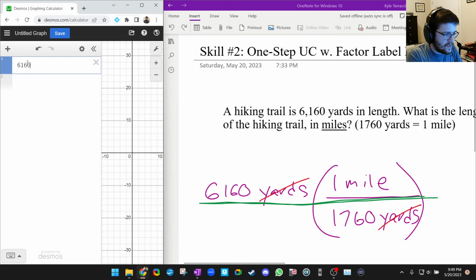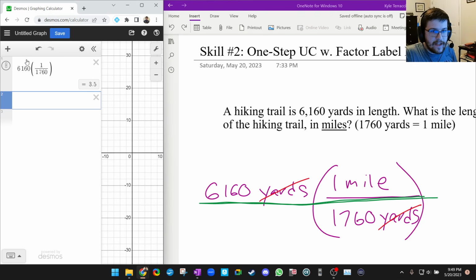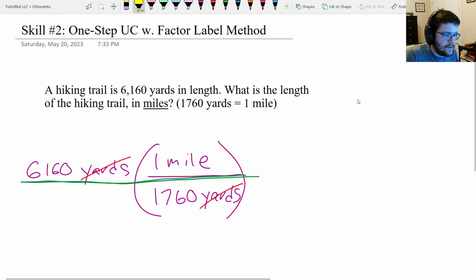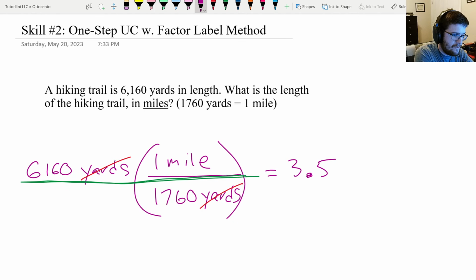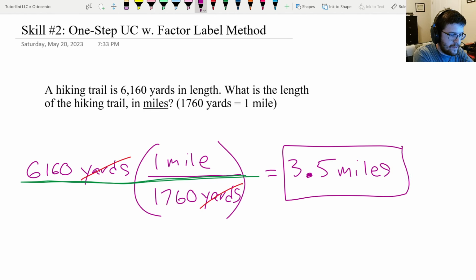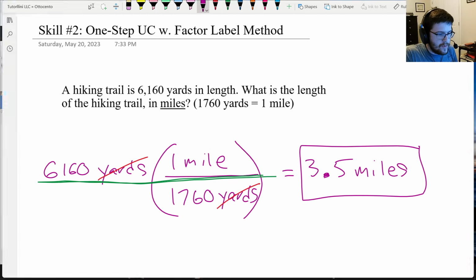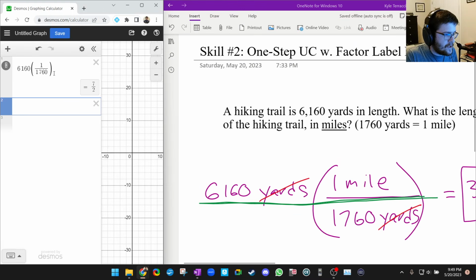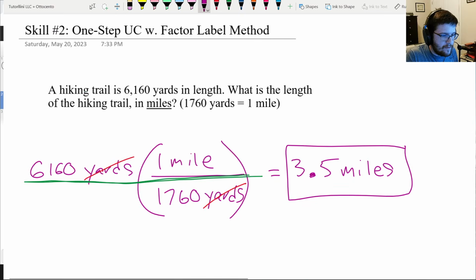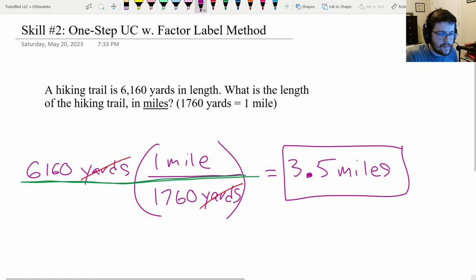So I'm going to do 6160 parenthesis 1 over 1760. And I get 3.5. So the answer for this guy would be 3.5 miles. And of course, you could change that to a fraction and put 7/2, but 3.5 works pretty good for our purposes here. All right, that's how you do a one-step unit conversion using the factor label method. Let's move on to the next skill.